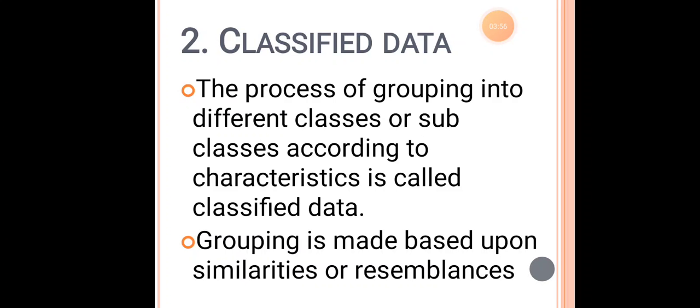So how do you do the grouping? The grouping can be made based upon the similarities or resemblance. Similarities in the sense, as I told, for example, if I take the gender, I have one whole sheet based on gender. House number 1, how many males are there, how many females are there. In the same way, house number 2, how many males are there, how many females are there. All these things I will get into one particular sheet or format, where I will get to know about all these things easily. So that is known as classification of data.